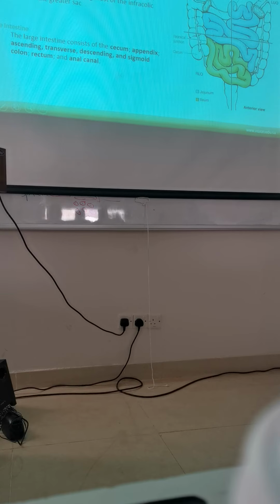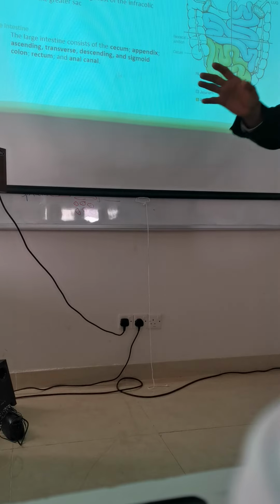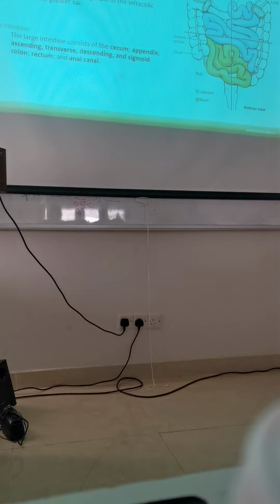So these are the parts. You should know the names: duodenum, jejunum and ileum are the parts of the small intestine. Then we have the large intestine. Altogether, how long is this? Around 5 to 6 meters. It differs from person to person, but it is 5 to 6 meters.